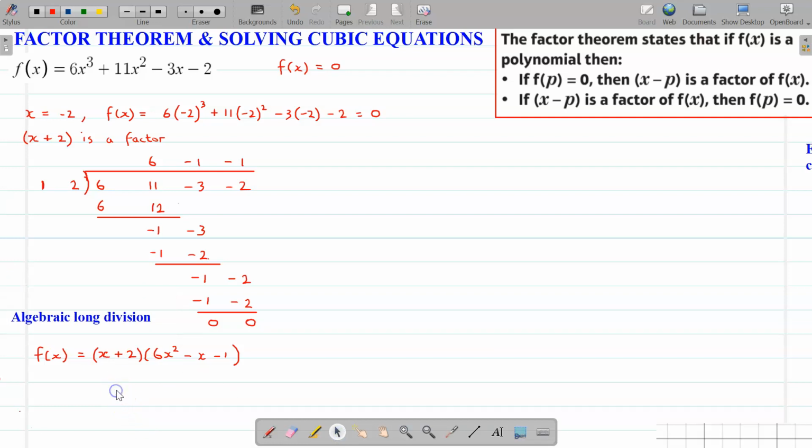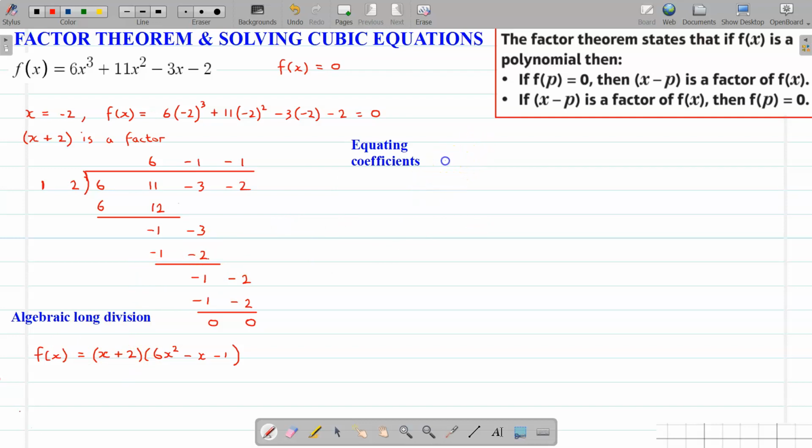Now, a completely different method of getting the second part here is to use equating coefficients, which is what we're going to do over here. Okay, and both methods have their advantages and disadvantages, and there are times when one method is more appropriate and useful than the other. So let's see how that would work. So what we do is we say, well, we know that x plus 2 is a factor.